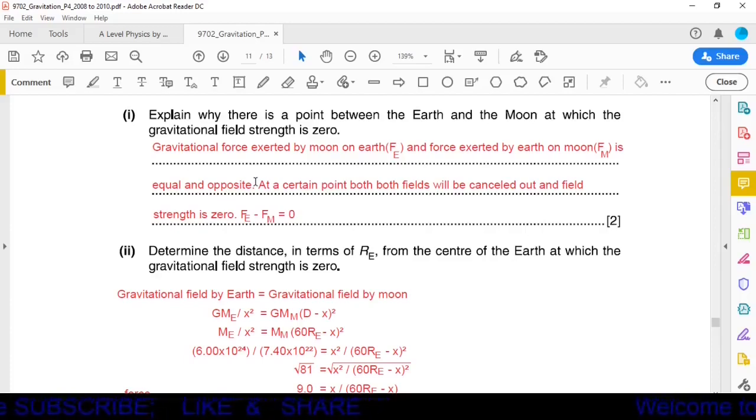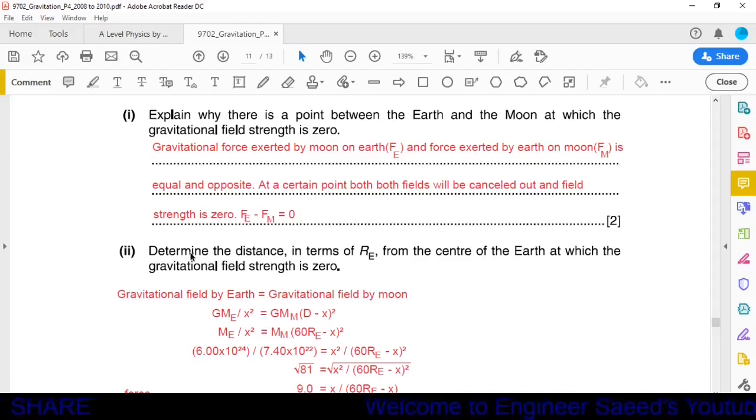So there will be a point where these two forces will be cancelled out, and at that point the field will be zero because of Earth and because of Moon. Okay, now next sentence, at a certain point both fields will be cancelled out and the field strength is zero. So we can say Fe minus Fm is equal to 0, or we can also write Fe is equal to Fm. Okay, next part.